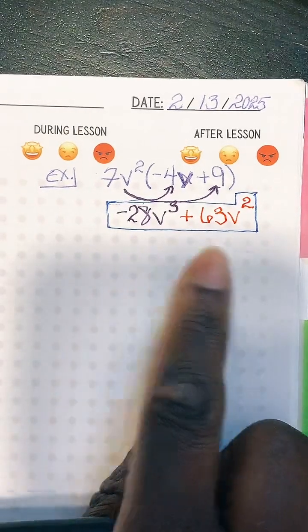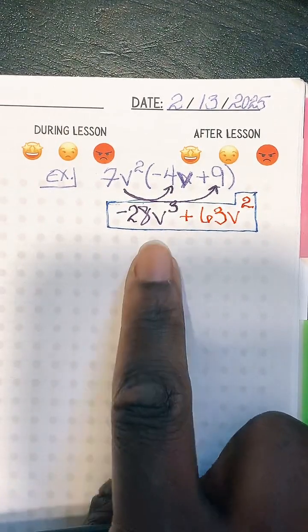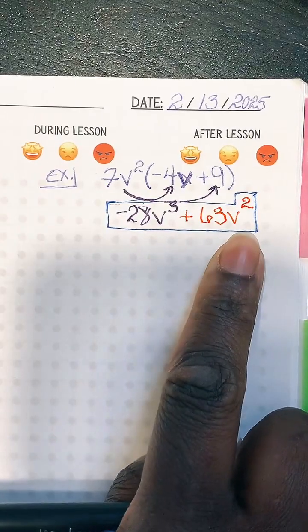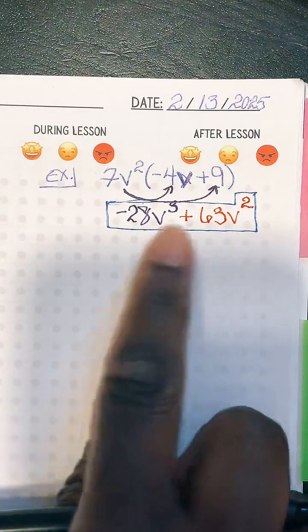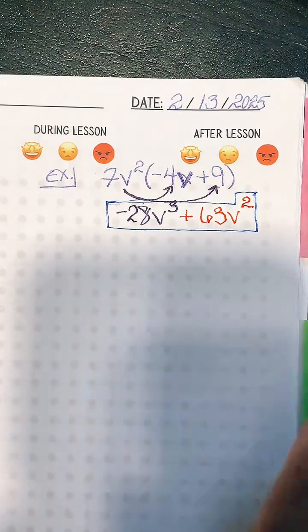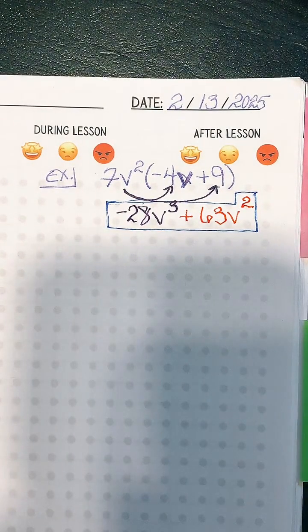Okay, so we do not have like terms because v cubed and v squared are two separate worlds. Okay, two-dimensional world, three-dimensional world, separate worlds altogether.